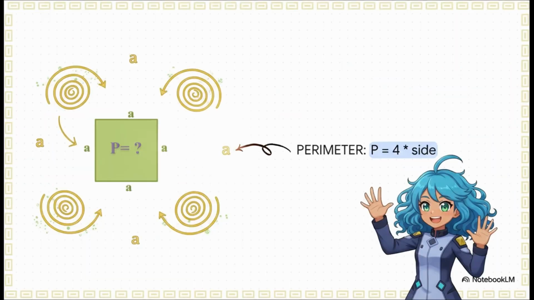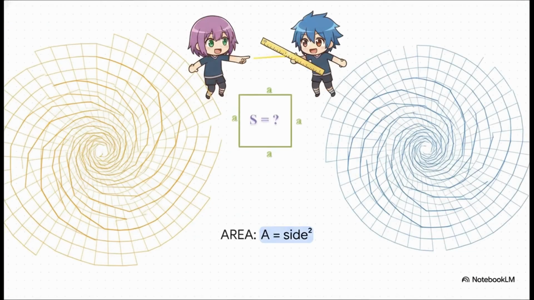You just take the length of one side and multiply it by 4. That's it. And for the area, well, we know it's length times width. But since they're the same number, you're just multiplying the side by itself. And this is where that term squaring a number actually comes from. You're literally finding the area of a square.